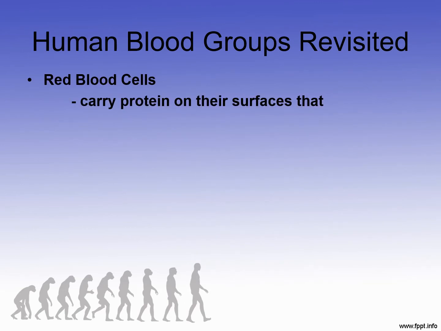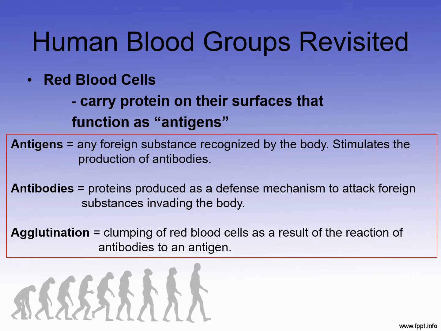Red blood cells carry proteins on their surfaces that function as antigens, right? Remember, those are what could react to the antibodies within your blood system. And antigens are any foreign substance recognized by the body that stimulates the production of antibodies. Antibodies are proteins produced as a defense mechanism to attack foreign substances invading the body. So agglutination is the clumping of red blood cells as a result of the reaction of antibodies to an antigen.